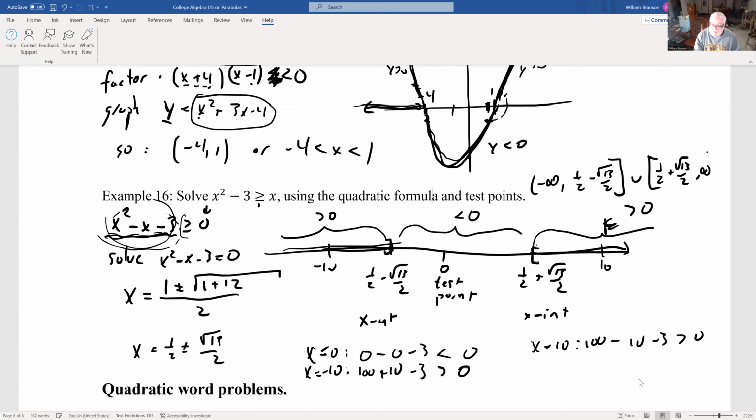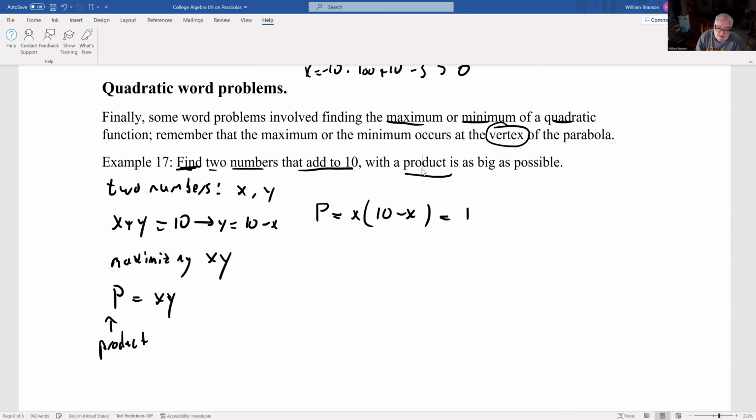And we want the product to be as big as possible. So what we're looking for is maximizing xy. And we'll call that a function. We'll call it p, and we call it p for product. So we want to maximize p. So my function then is p equals x times 10 minus x. Where did the 10 minus x come from? Well, that's from this. 10 minus x is equal to y. So I can just replace the y here with the 10 minus x. And that's minus x squared plus 10x.